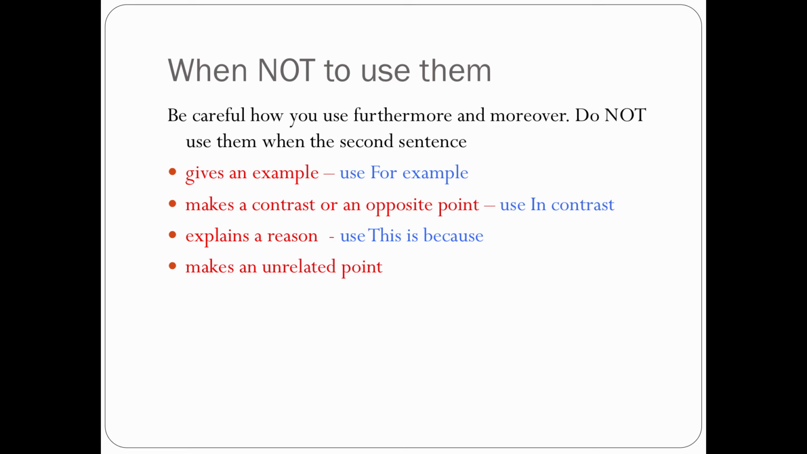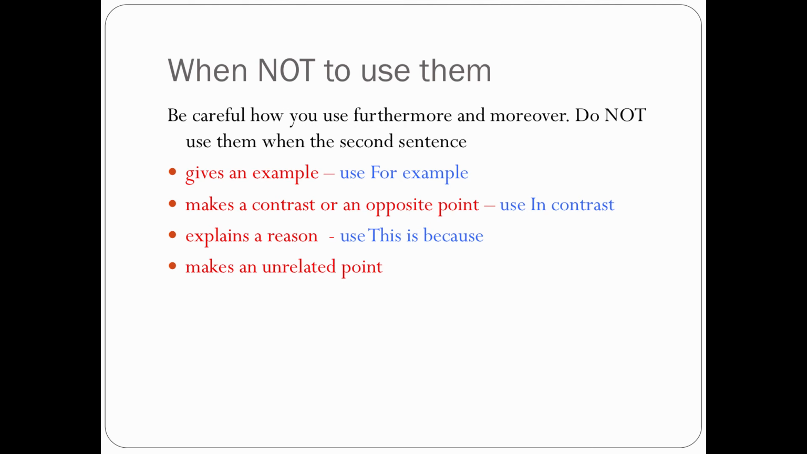Or if the second sentence makes a contrast or an opposite point to a first sentence, use something like in contrast. Or if the second sentence explains a reason for the first sentence, use a different linker, something like this is because. And, note this, if a second sentence doesn't make a related point, don't write that second sentence.